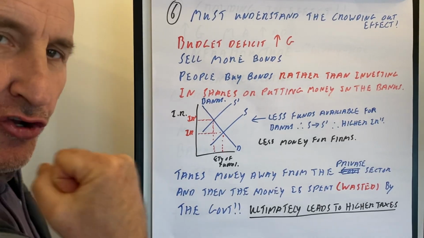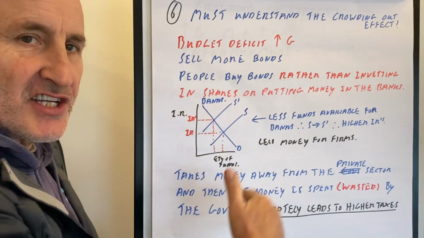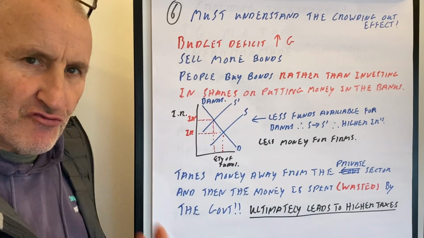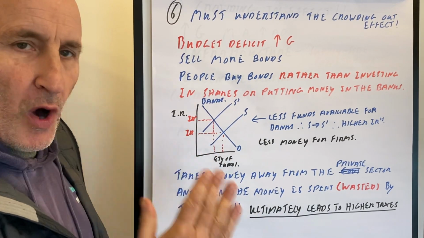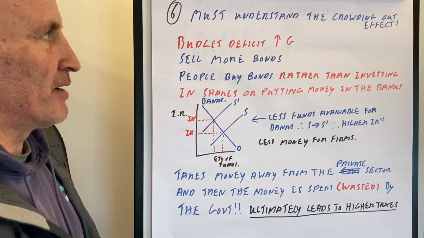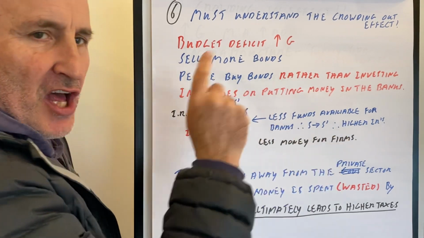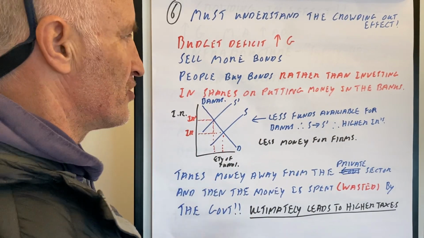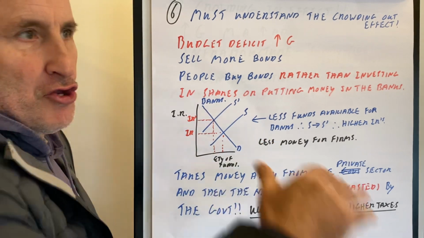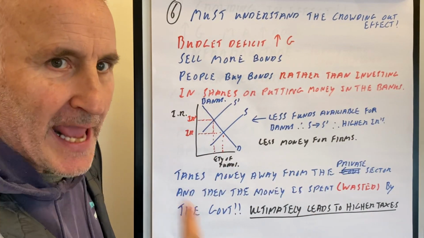Okay, so now we're moving on to fiscal policy, because all these next 30 videos, we're on number 6 now, is really all about fiscal policy. So 1 to 5 was a background to it, right? But number 6, you must understand the crowding out effect. It's really, really important, right? Personally, I don't believe in it, but you must understand it for your A-level exam.